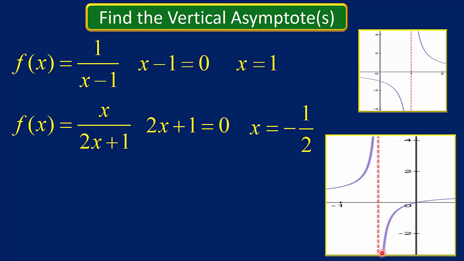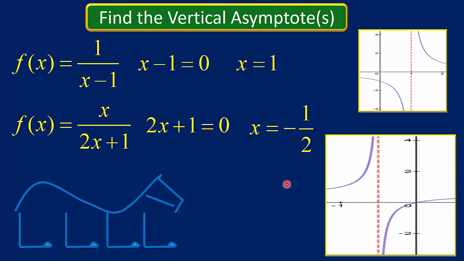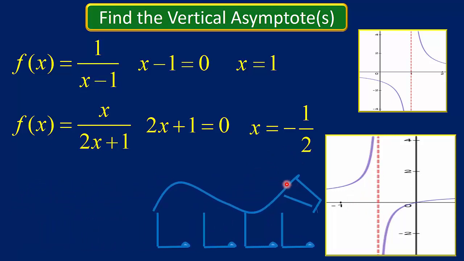Now, in the ones we've looked at, on the one side we're going to positive infinity, on the other side, negative infinity. It doesn't have to be that way. They could both be going to positive infinity or both be going to negative infinity. But what the vertical asymptote is, as x gets closer and closer to that value that will make the denominator 0, the function goes to positive or negative infinity, as you can see here.